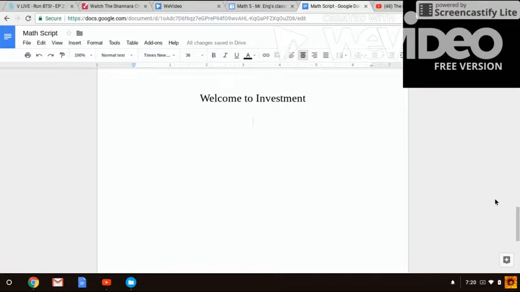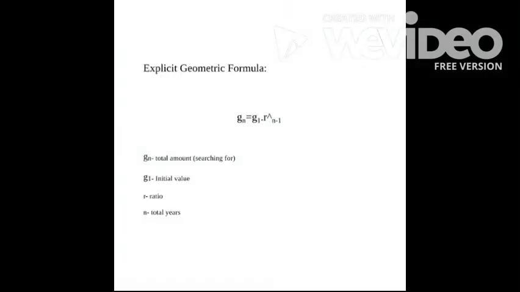Well, Joe Dirt. Good thing for you, I'm always ready to help a friend. Welcome to Investment 101. Perfect refresher of the topic. Well, first things first. If you want to know investment, you gotta know the math. This seems vaguely familiar, right? This is the explicit geometric formula.